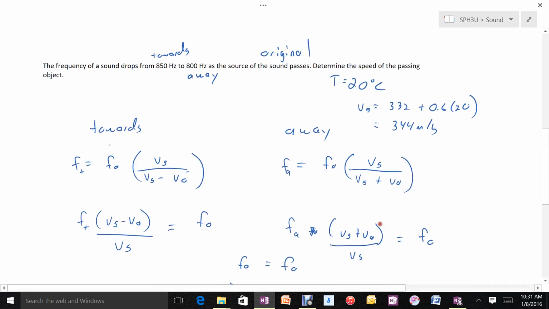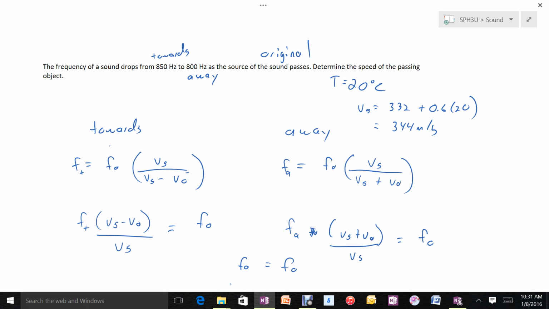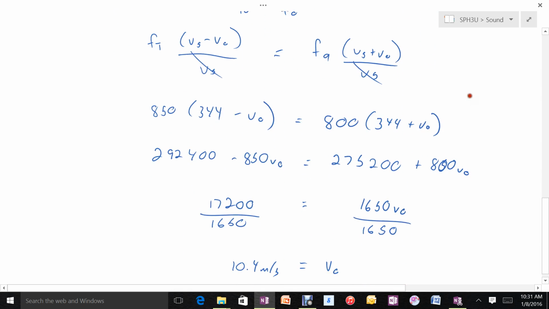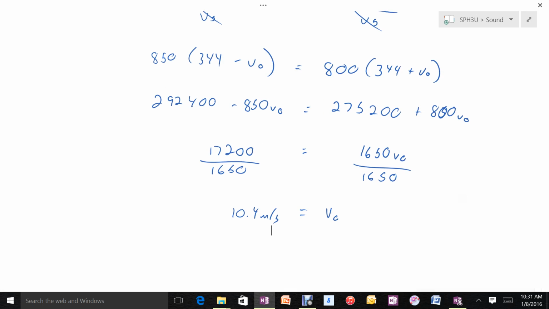So I didn't know the original frequency of the sound, so I set up the equations in terms of the shifted frequency towards and away, and solved them for the original. Since the original had to be the same when it was moving towards or away from me, I could set those equal to each other, and then just solve for the velocity of the object.